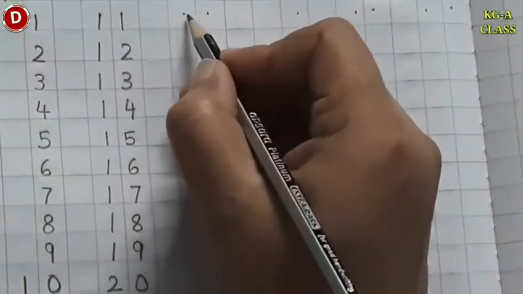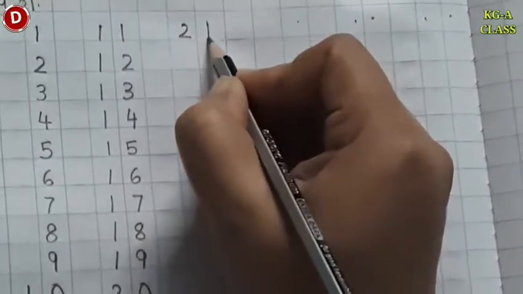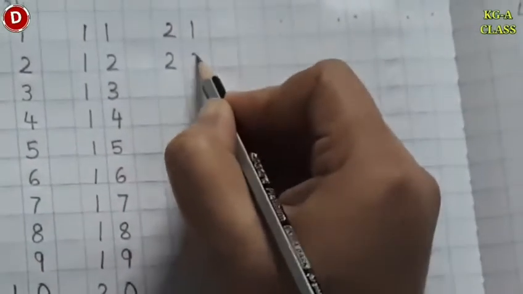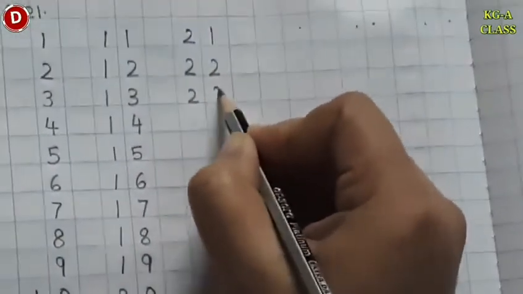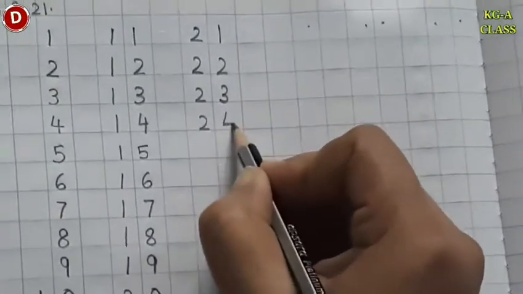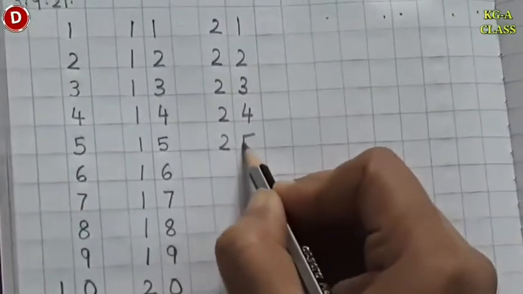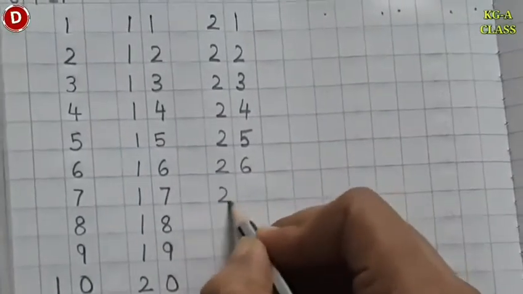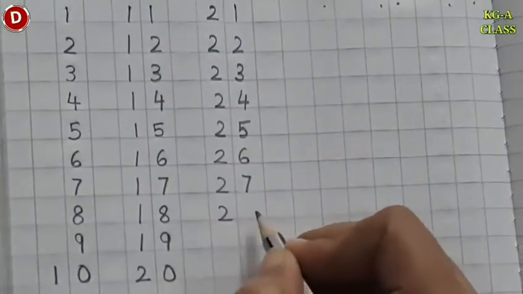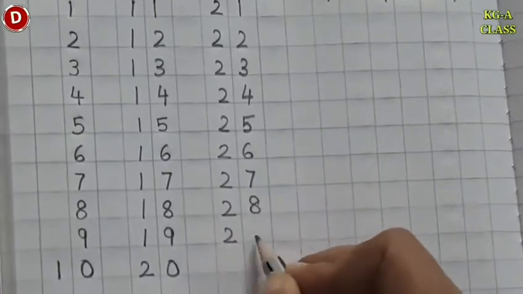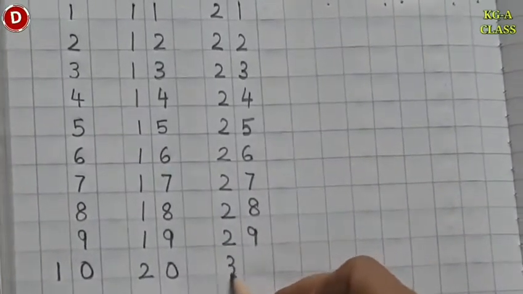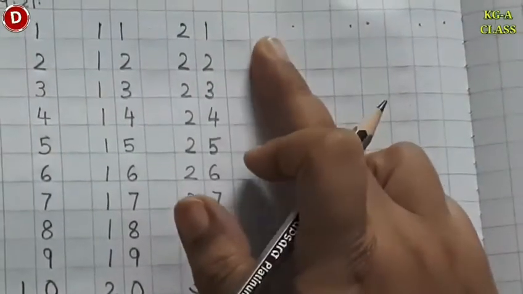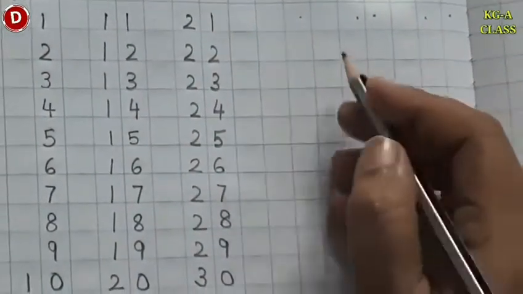Again leave the next line. Then after 20 comes 21, 22, 23, 24, 25. You have to write on the line. 26, 27, 28, 29, and here comes 30. Then, children, leave the next two lines and we will write 1 to 30 one more time in the same page.